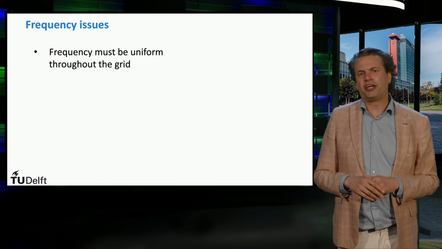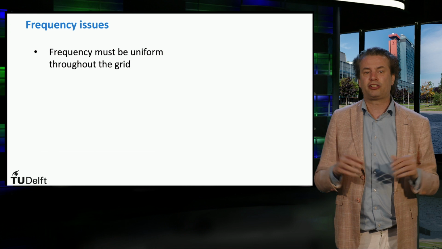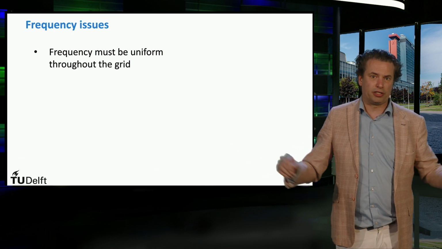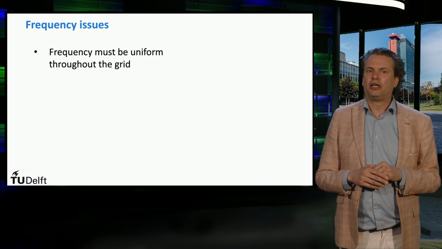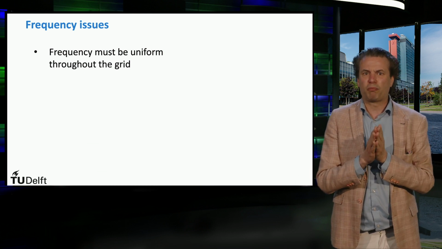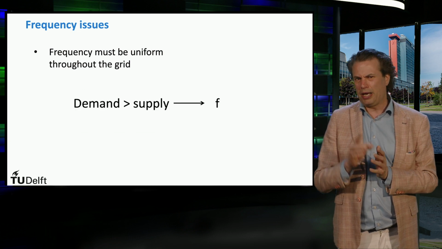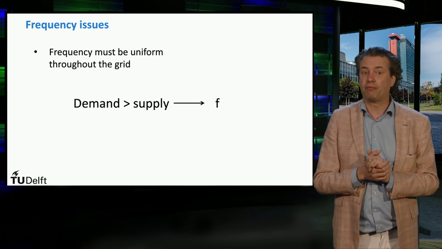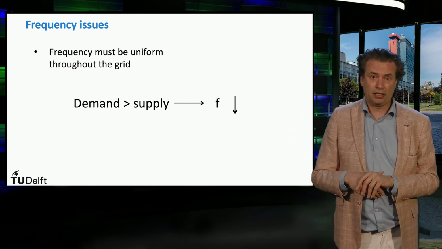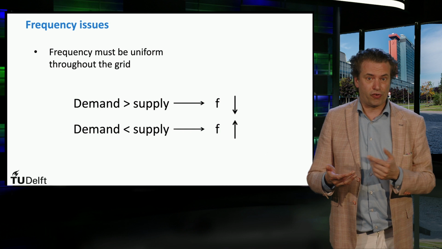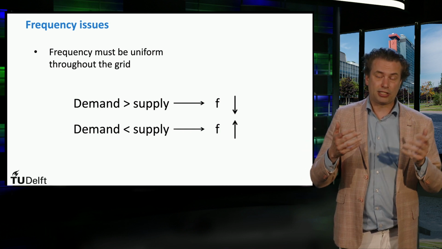As mentioned earlier, in order to avoid problems with functioning of the load, frequencies must be uniform throughout an interconnected grid. Therefore, to summarize this part, disruptions in the balance between supply and demand lead to frequency fluctuations. In particular, the frequency of a system falls when demand exceeds supply. The other way around, frequency rises when supply exceeds demand.